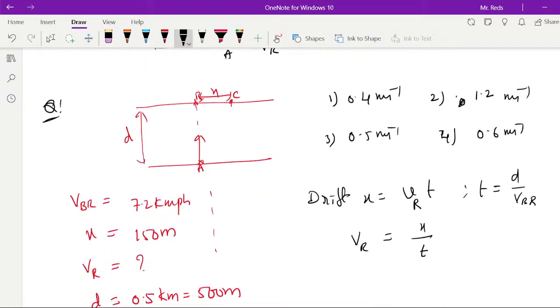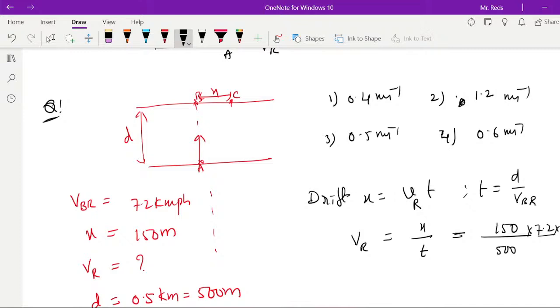So in this case, first find out time t, and as x is given, substitute the values. Or directly you can substitute all the values. X is how much? 150 meters. All should be in a single same system of units. t is d by vbr. D is how much? 500 meters by vbr. vbr is how much? 7.2 kilometer per hour. If you want to convert this into meters per second, because all are in meters, you can write it as 5 by 18 meter per second, because the options are in meters per second. So you have to convert this.